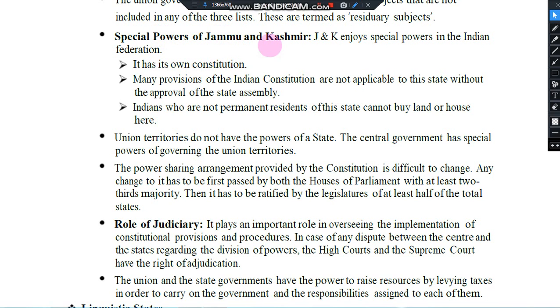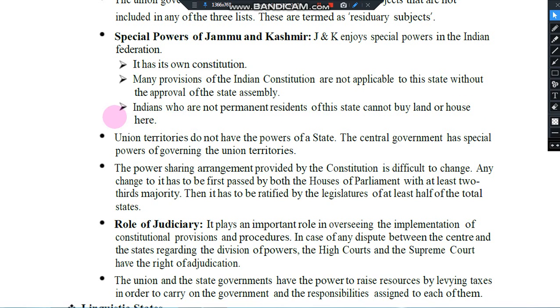Special powers of Jammu and Kashmir. Jammu and Kashmir enjoys special powers in the Indian Federation. It has its own constitution. Many provisions of the Indian constitution are not applicable to this state without the approval of the state assembly. Indians who are not permanent residents of this state cannot buy land or house here.